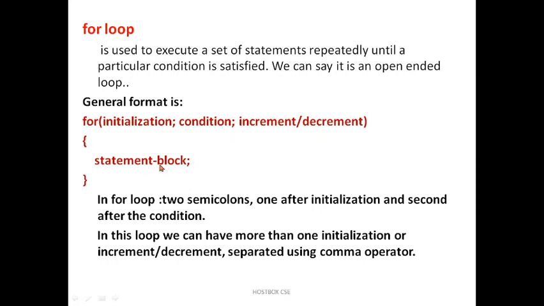Then some statement block. In the for loop we have two semicolons: one after the initialization, and another after the condition. Remember, as you see in the diagram, this is the format. In this loop we can have more than one initialization or increment or decrement, separated using the comma operator. Remember, if you have multiple increments or decrements, you can use the comma operator.